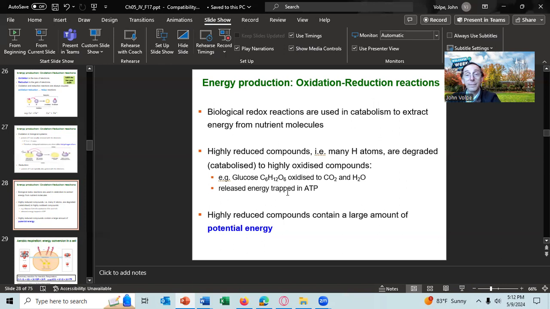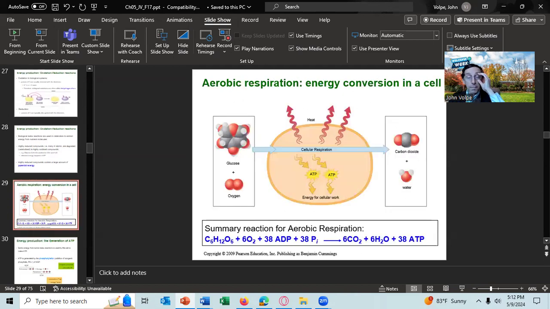The point is, this highly reduced compound glucose contains a large amount of potential energy. And then when it becomes oxidized to CO2 and water, that potential energy, or at least most of it, is given off. And some of it is trapped and used to make ATP. In our cells, this is mainly made in aerobic respiration. And aerobic respiration is one way that cells can make ATP. It is also called cellular respiration.